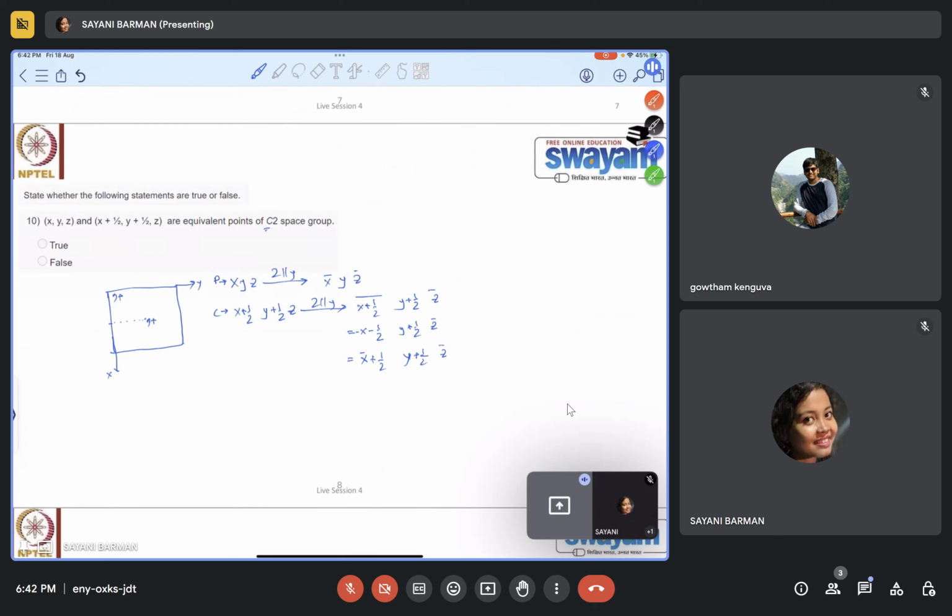So basically, this is 1 point, this is number 2 point, this is 3 point. Here it will be 3, and this is the number 4 point. 1, 2, 3, 4. So these are the 4 points. So yeah, these are equivalent points of C2 space group.